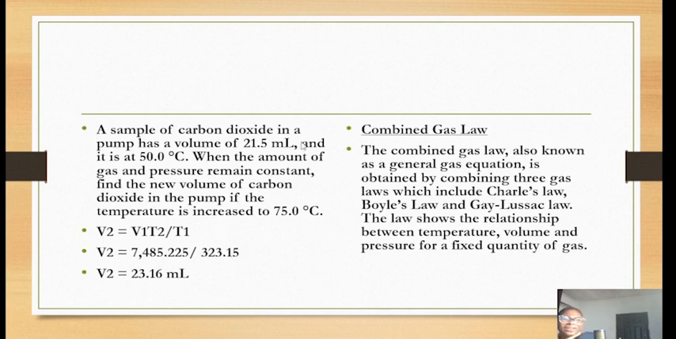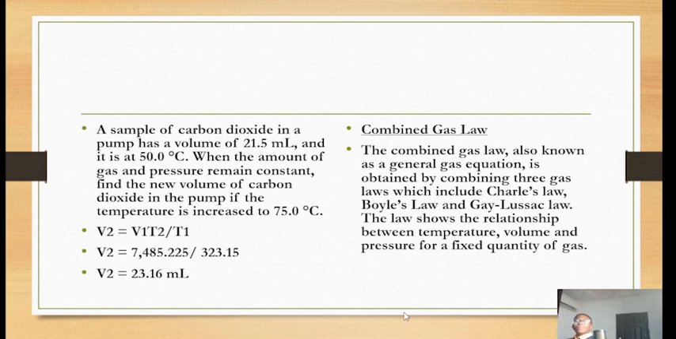Same thing with this one. A sample of carbon dioxide in a pump has this volume and is at 50 degrees Celsius, which is the temperature. We have to convert this temperature. When the amount of gas and pressure remain constant, find the new volume of the carbon dioxide in the pump if the temperature is increased to this. So you look for the final volume using V1 T2 over T1.